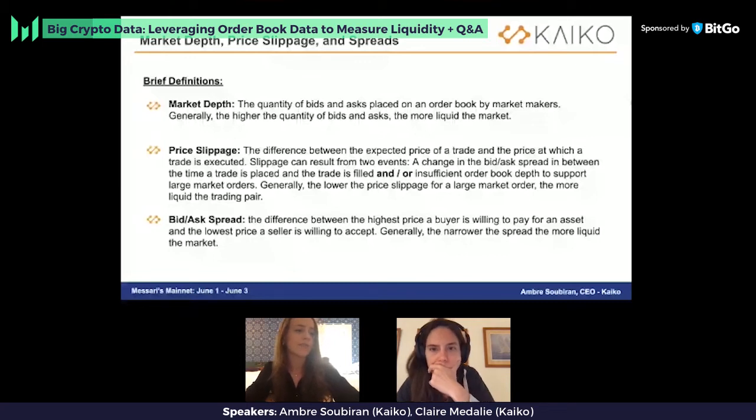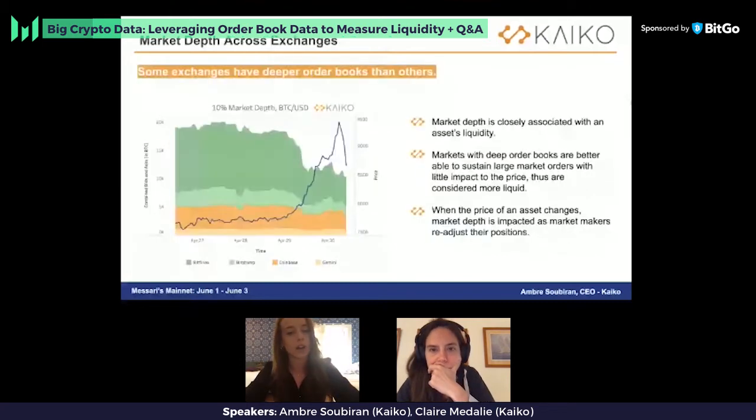So the first chart we have here, we charted market depth on 4 top exchanges. We have Bitfinex, Bitstamp, Coinbase, and Gemini. So you can observe that some exchanges have deeper order books than others. In this chart, we see that Bitfinex, the BTC USD market, has a far deeper order book than Gemini's. So market depth, again, is closely associated with an asset's liquidity. Markets with deeper order books, such as Bitfinex or Coinbase, are better able to sustain large market orders with little impact to the price. And so this, again, is a sign of liquidity.